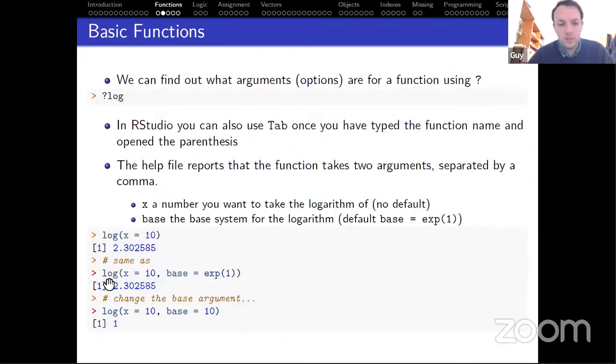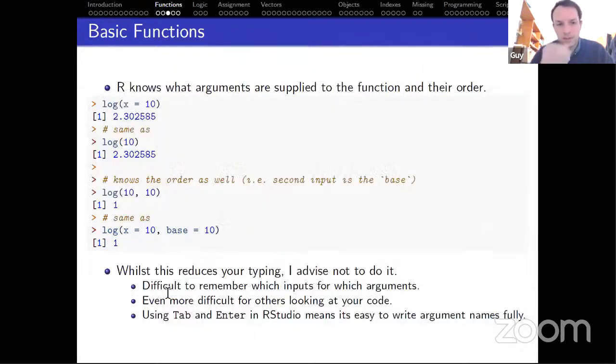Okay, so we can see a bit more detail about the log. We can enter in a value that we want to take the log for as x, as the first argument, and the second argument is the base. By default, the base is equal to e, the exponential of 1. But we can change this default if we want by putting in a different number here. So log 10 to the base 10 is 1, whereas log 10 to the base e is 2.3, or the natural logarithm, as we tend to say.